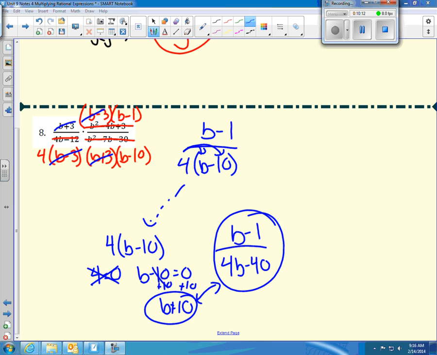All right, take a look. First, I factored the tops and the bottoms. I canceled out anything that was alike. I ended up with b minus 1 on top, and on the bottom, 4 times b minus 10. I set 4 times b minus 10 equal to 0, so 4 can't equal 0, so I just cross that out. And we have b minus 10, added 10 to both sides, so we say b can't be 10, and then we have b minus 1 over 4b minus 40.